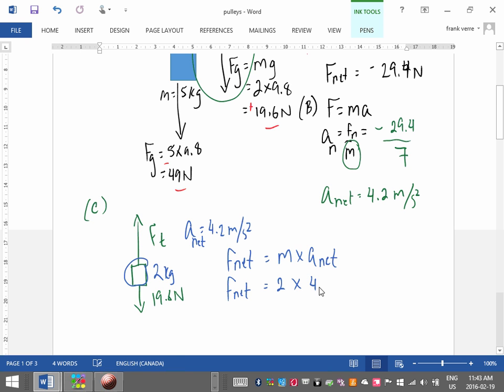times the net acceleration. Now in this case we can just go back to up being positive and down being negative. Because it's accelerating up, we'll say that's positive, so we'll leave this as positive 4.2. So this object is experiencing a net force of 8.4 newtons up, or positive 8.4 newtons.